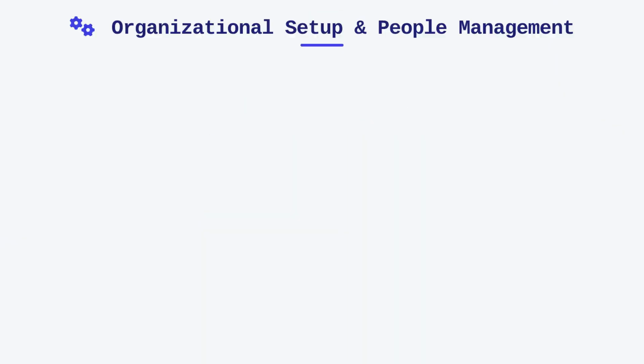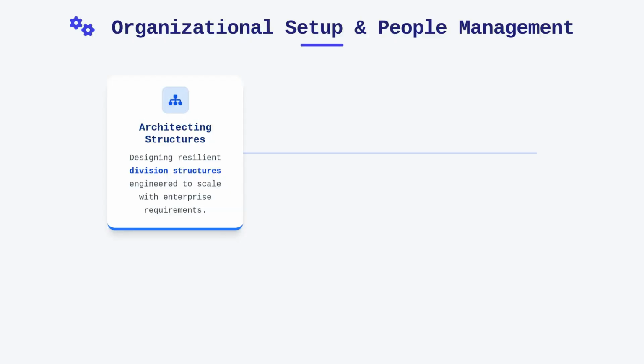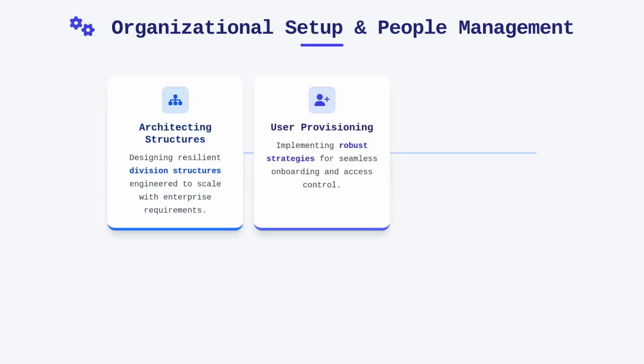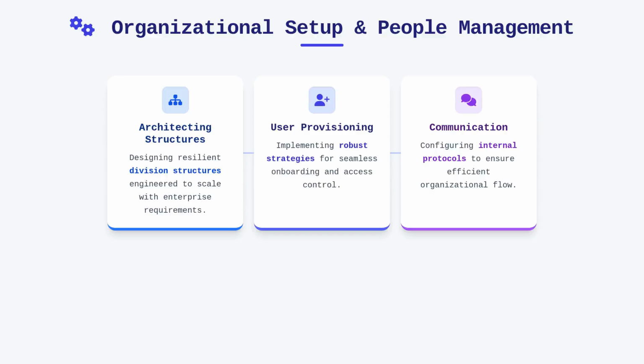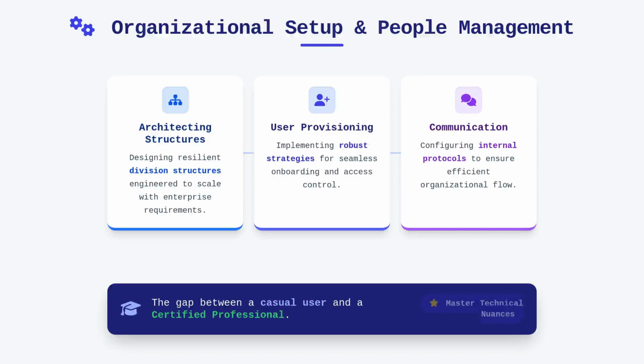In this chapter, we will master the technical nuances of organizational setup and people management, ensuring that you can construct a resilient environment capable of scaling with enterprise requirements. You will walk away with the ability to architect division structures, implement robust user provisioning strategies, and configure internal communication protocols, which are critical skills that distinguish a certified professional from a casual user.